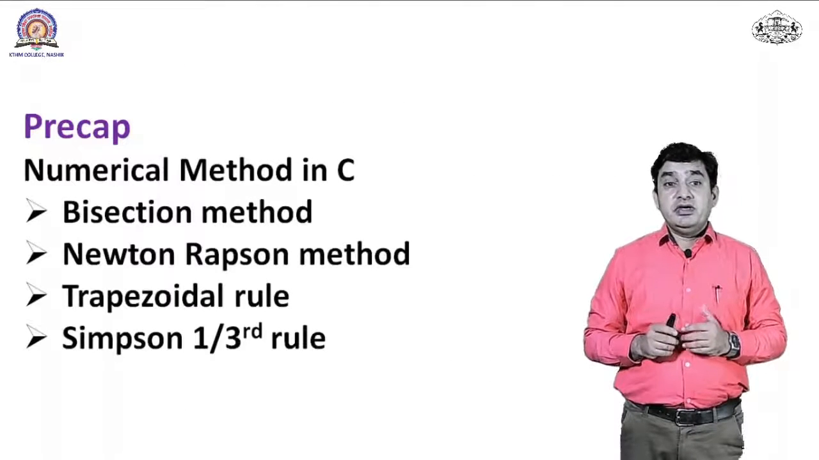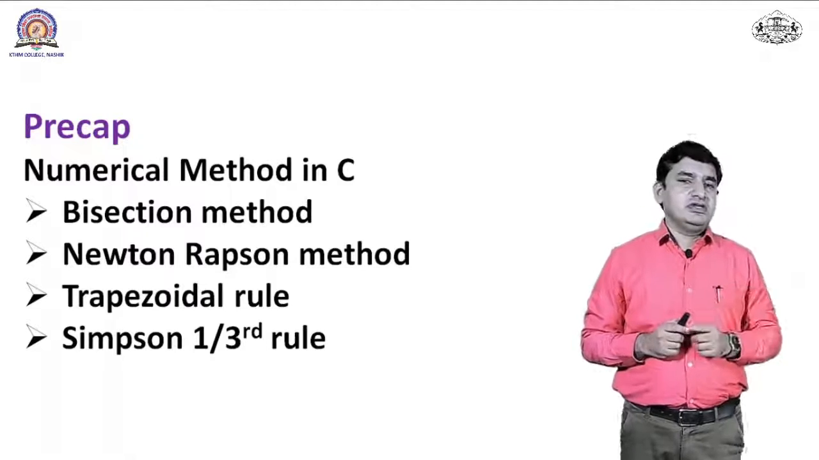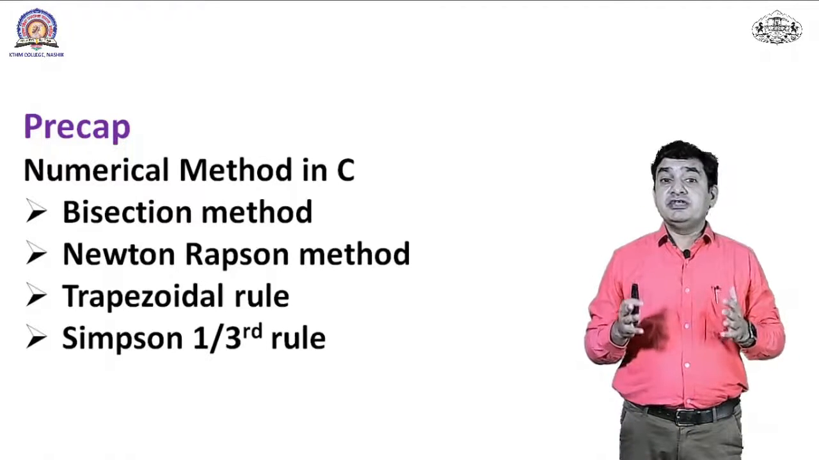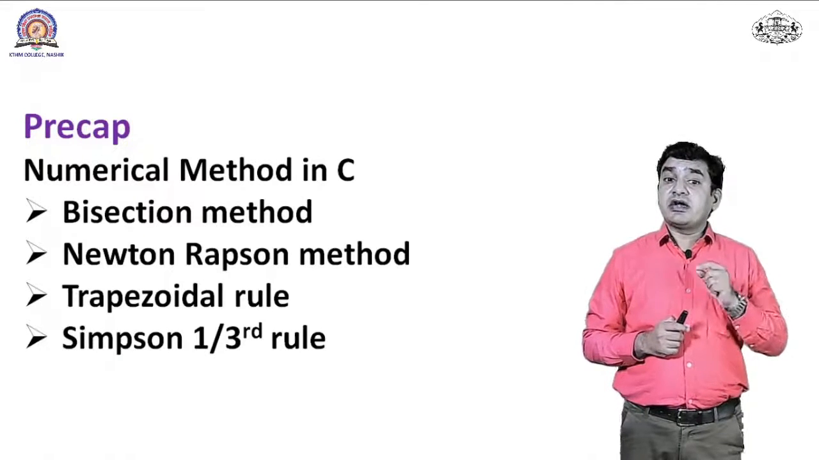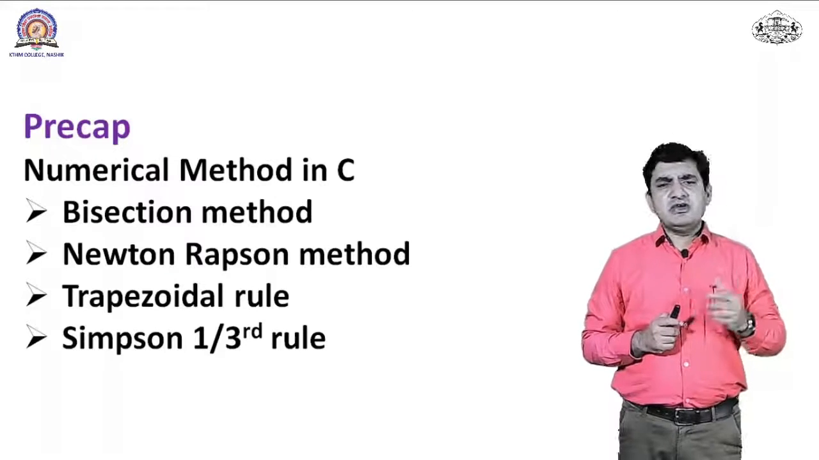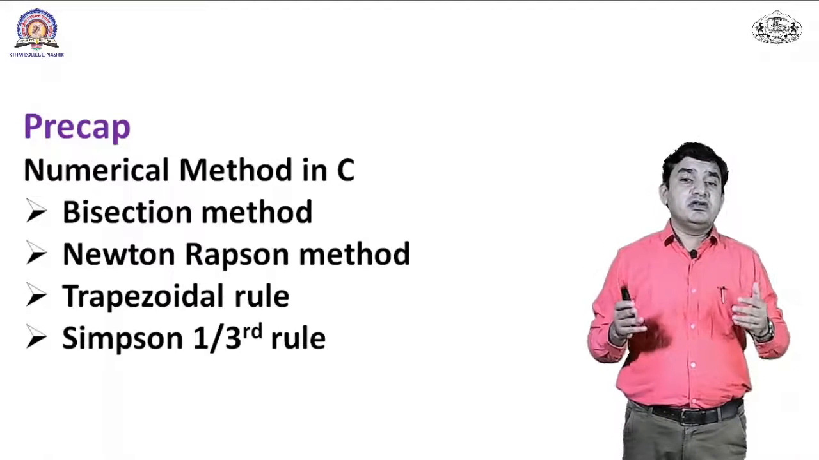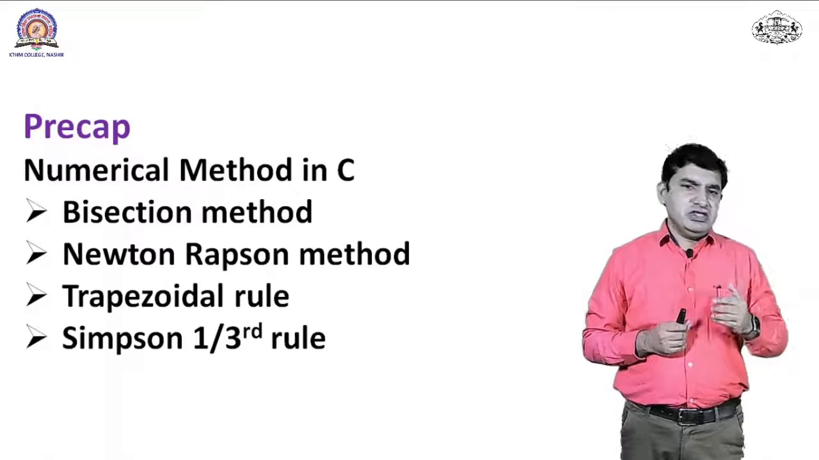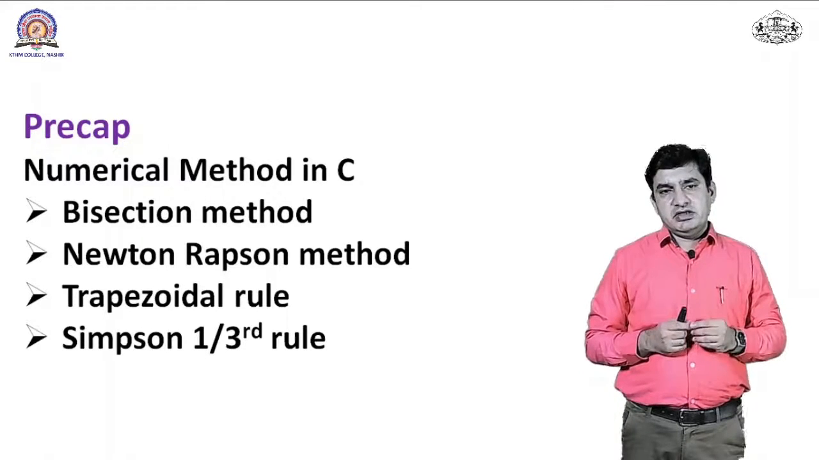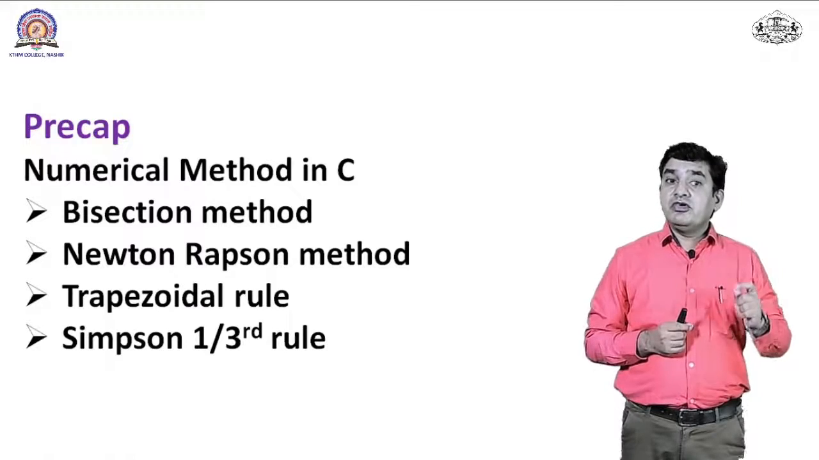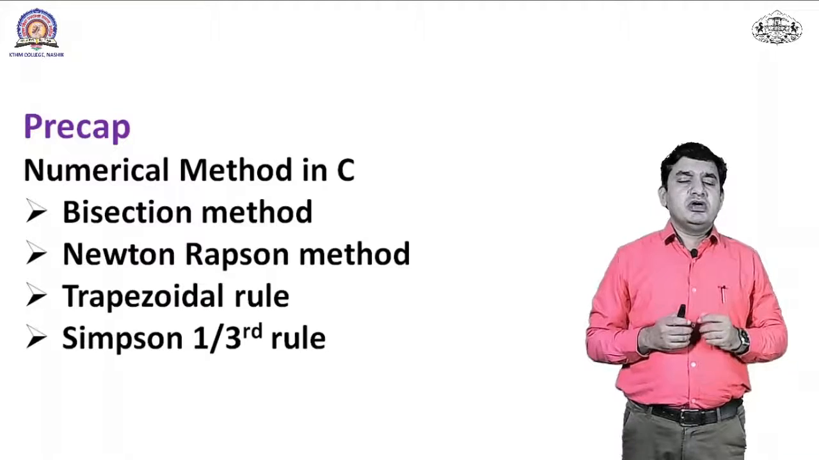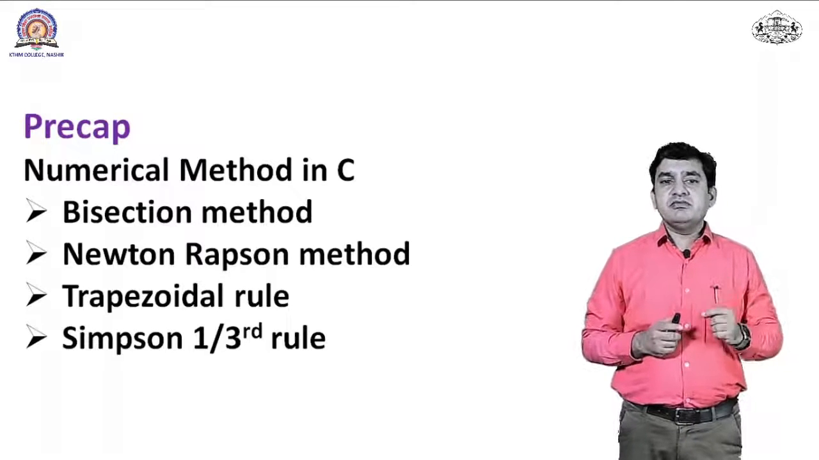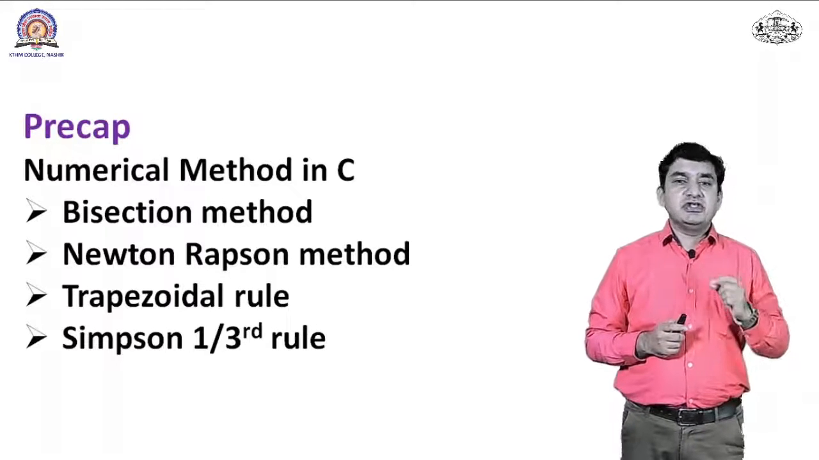Students, in the next lecture we are going to see some numerical methods in C, that is the bisection method, Newton-Raphson method, then trapezoidal rule, Simpson's 1/3 rule. We are going to see all these methods with algorithm, flowchart and program. Also, we are going to solve some problems of these numerical methods in the next lecture.